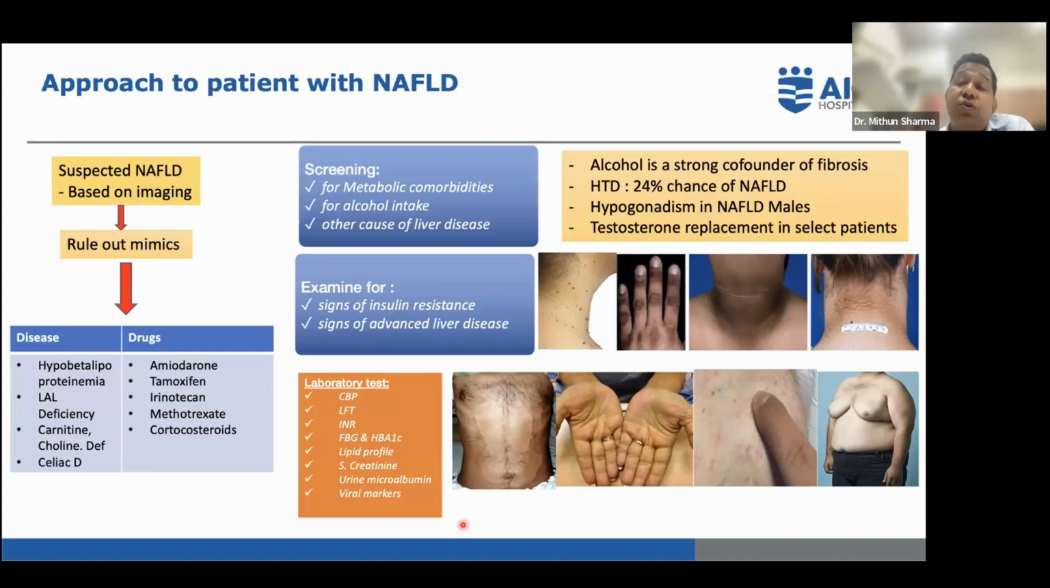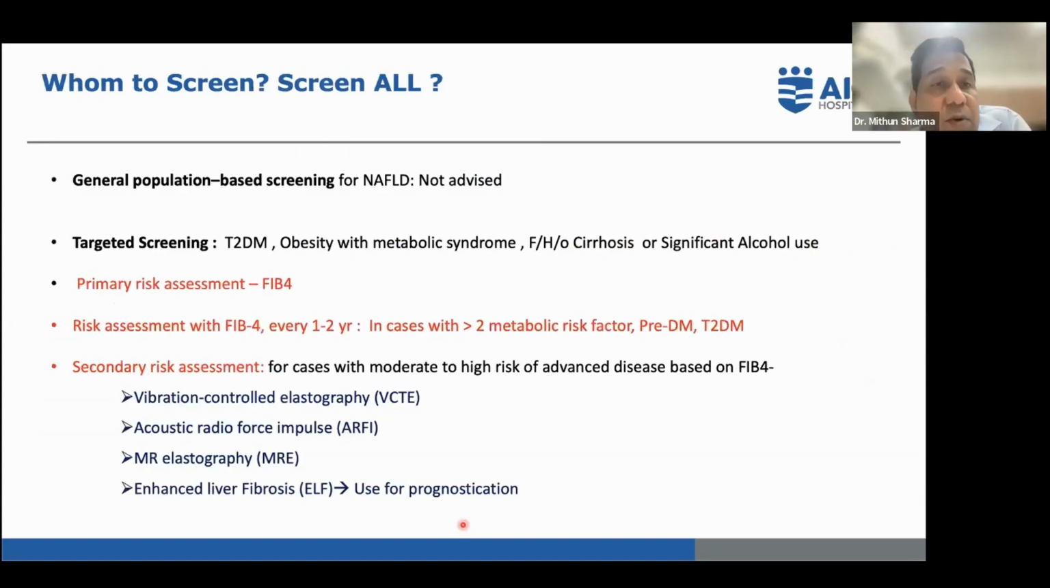But never forget to look out for the viral markers, because some patients may have NAFL coupled with another viral etiology. The next big question is, since this is such a big disease, what do the guidelines recommend? Do they recommend screening everybody?